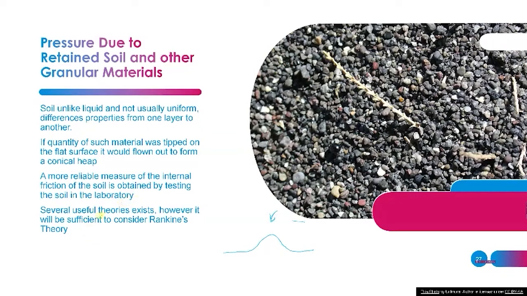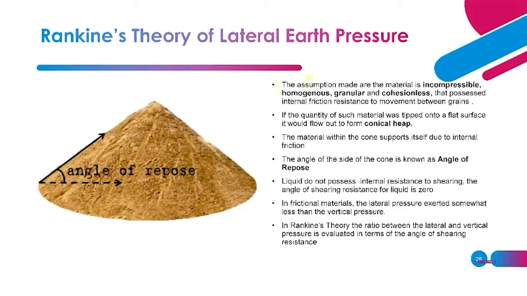But other several useful theories exist. However, it will be sufficient to consider Rankine's theory. We're going to use Rankine's theory untuk measure the friction yang produced by the surface of the soil. So ini adalah assumption daripada Rankine tadi. Materials is incompressible, homogeneous, satu jenis, granular, cohesionless. So bukan cohesive soil. This one lebih kurang pasir lah. Pasir is cohesionless soil, that possess internal friction resistant to movement between grains.